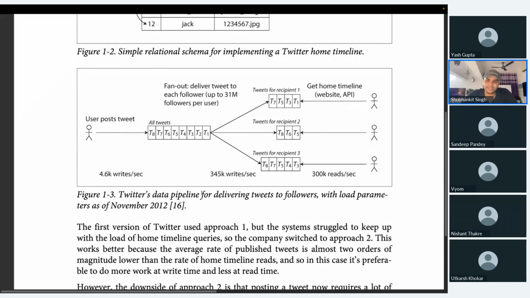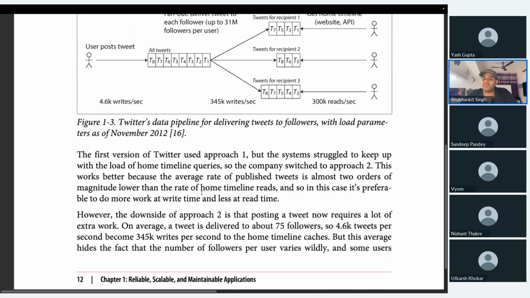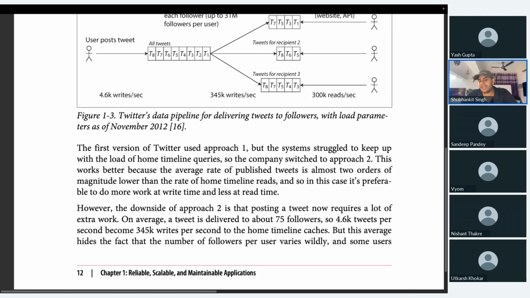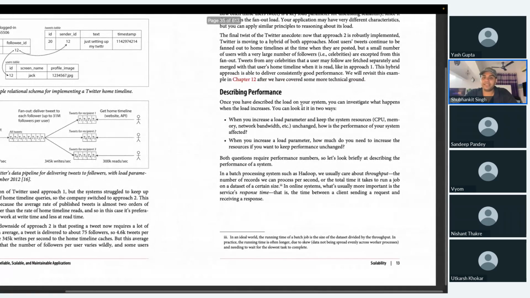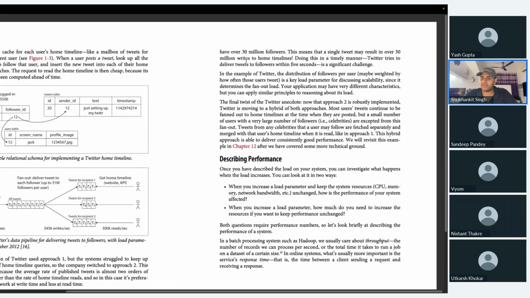So how do they solve this? Pretty straightforward, nothing genius, like all of us could have thought about it. It is written that on average a tweet is delivered to 75 followers, and that is why it becomes 345K writes per second. But this average hides the fact that the number of followers per user varies widely, right? And then there are something called celebrities. This means that a single tweet may result in over 30 million writes to home timelines, which is stupid, right?